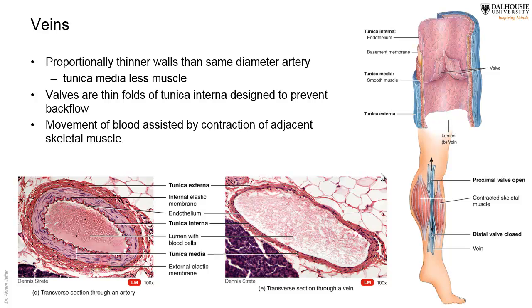So usually the veins have valves. Very thin, small valves. They look like the semilunar valves, and they are directed in such a way that they will allow the blood to pass from the peripheral part of the body toward the heart.